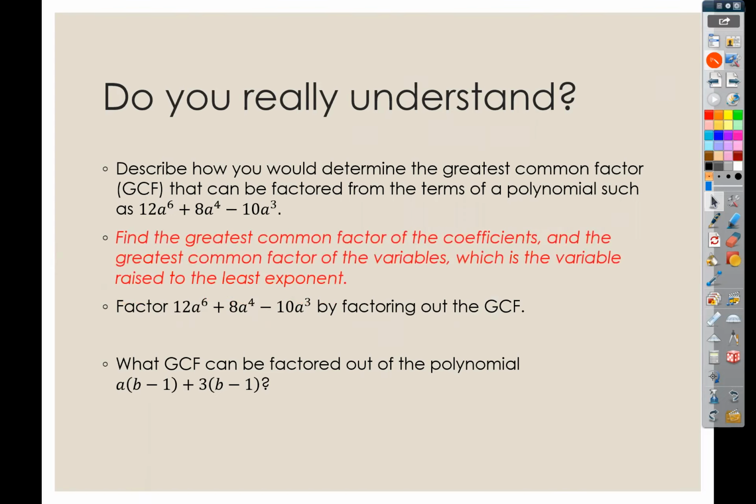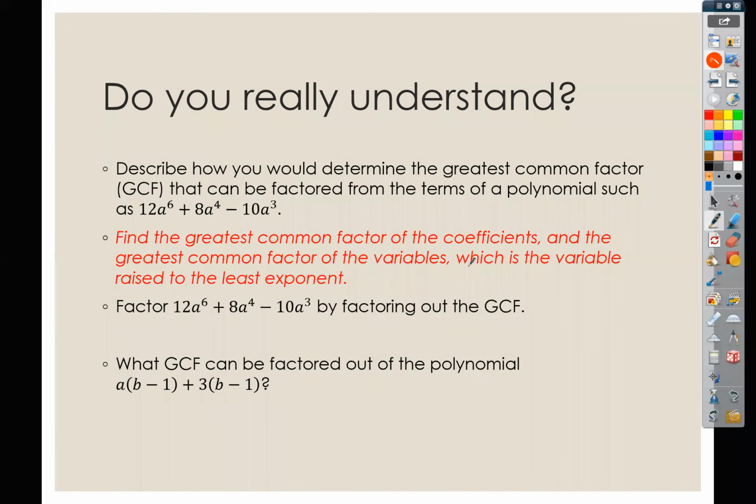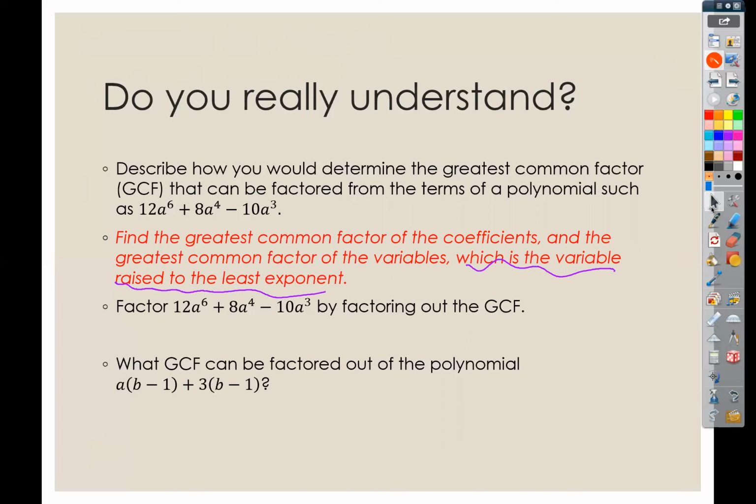You would find the greatest common factor of the coefficients and the greatest common factor of the variables, which is the variable raised to the least exponent. And that's what I told you before. The greatest common factor is the variable raised to the least exponent that they all have in common. All right, so then factor that out, and you should get 2a cubed times 6a cubed plus 4a minus 5. What greatest common factor can be factored out of the polynomial below? And of course, that would be b minus 1.